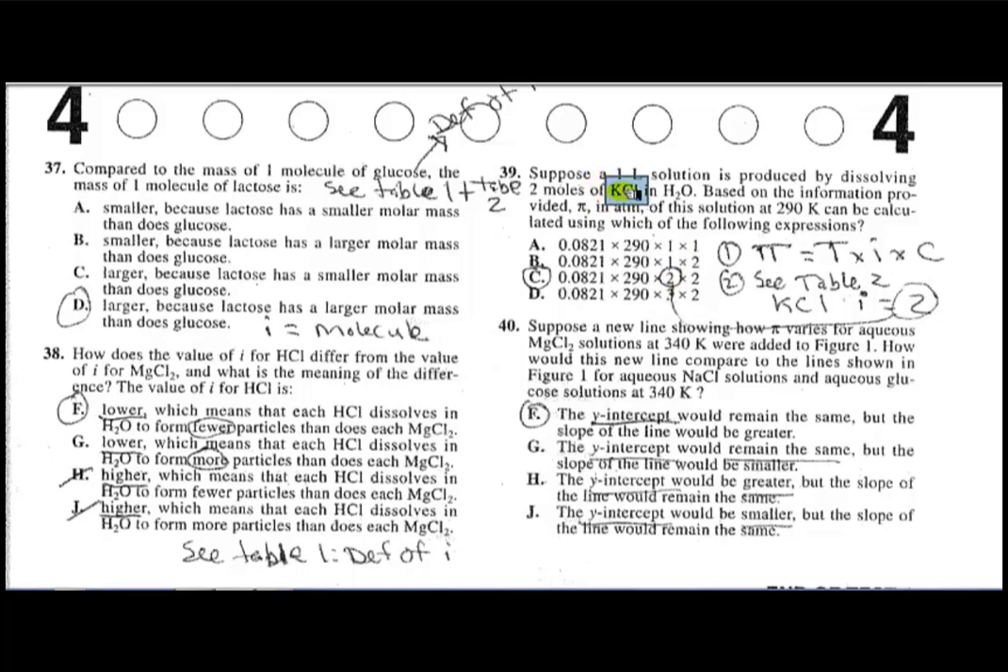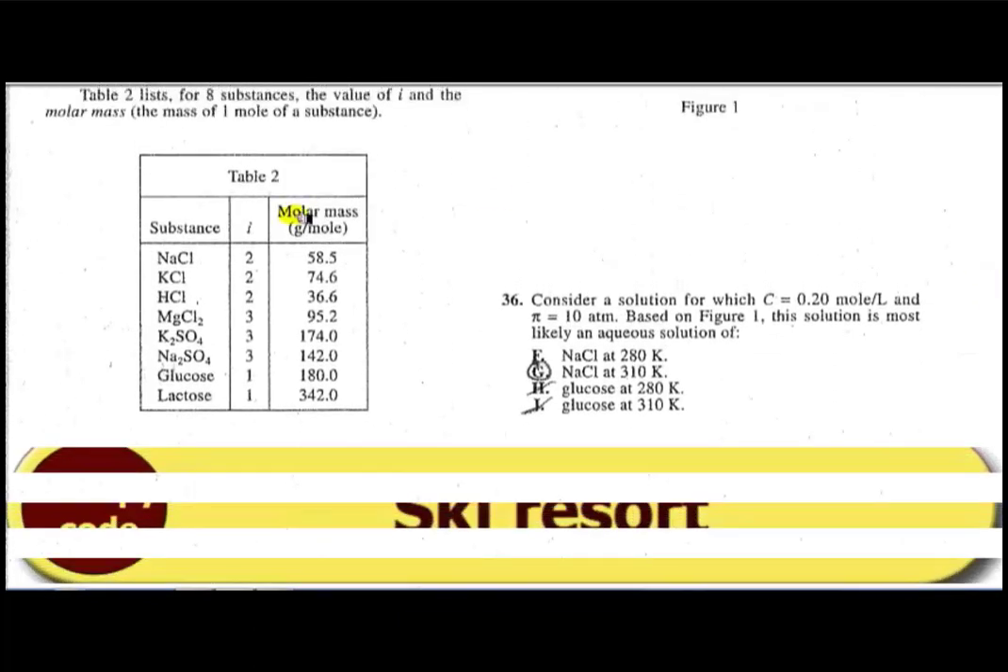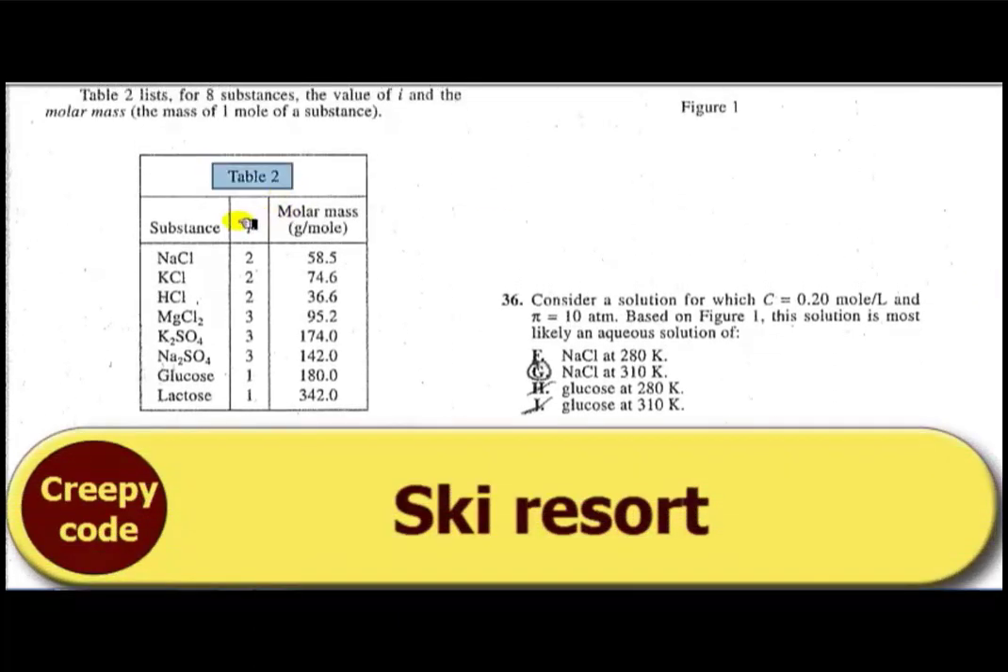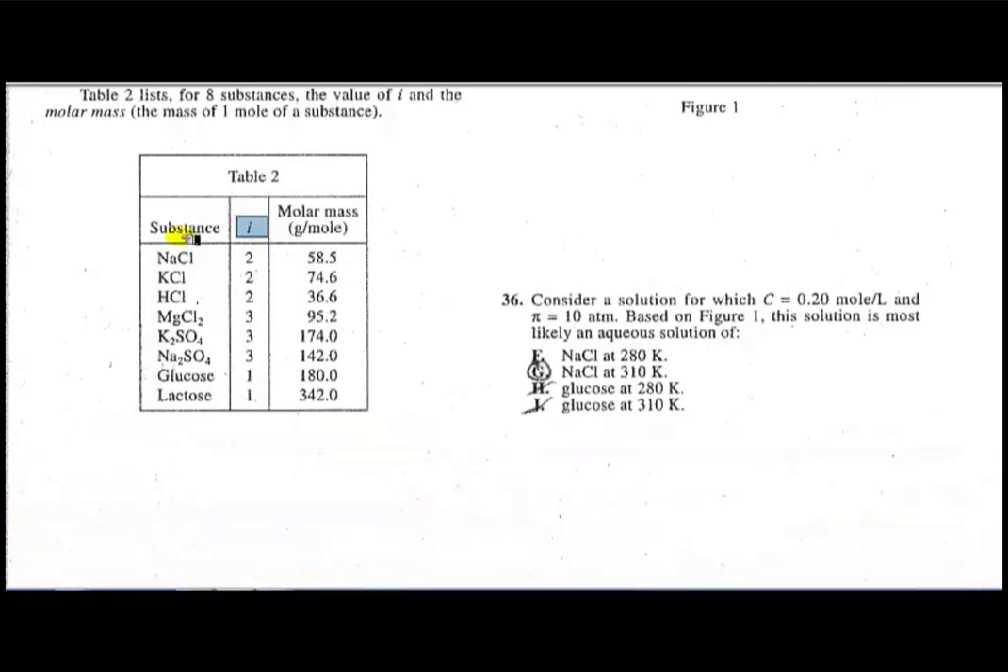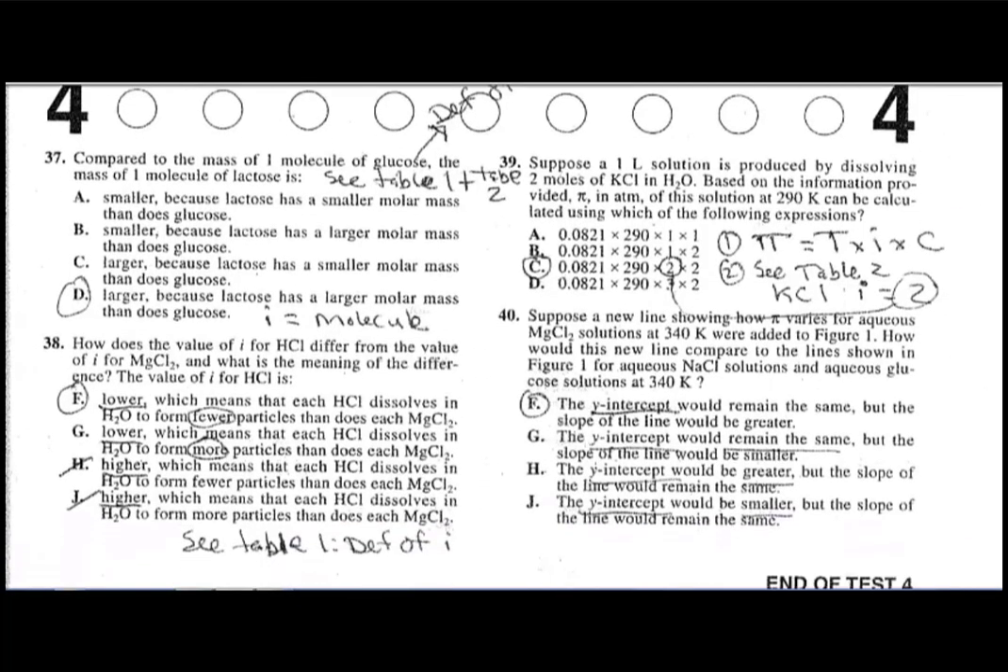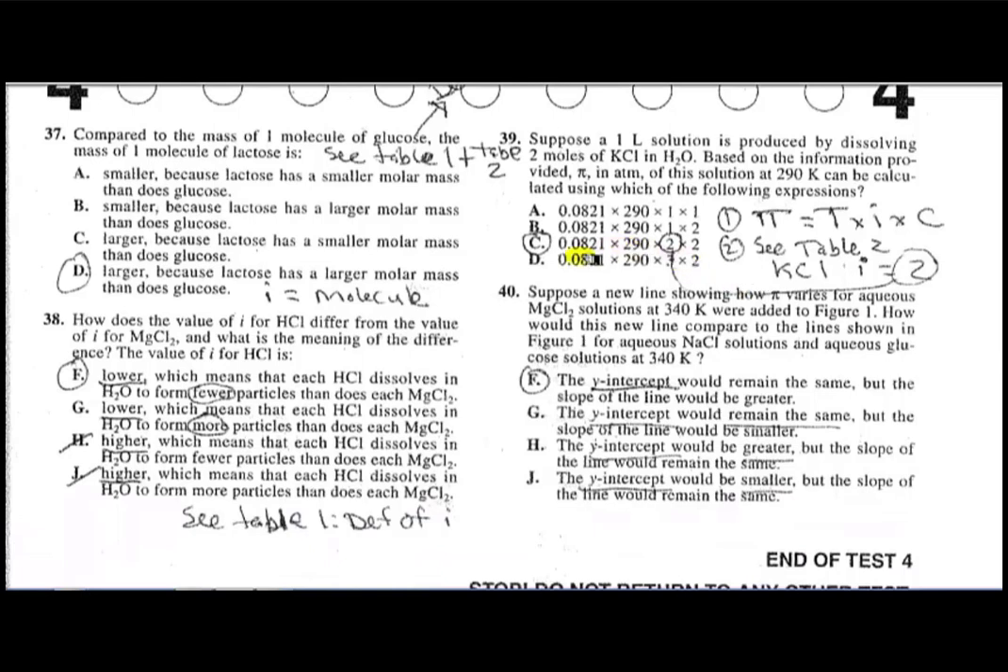Let's go back and find out what i equals for KCl. That information is also up here in Table 2. Here is our i value. We simply scroll down until we find KCl. KCl is here. It looks like our i value is 2. When we come back over here, the answer will be 0.0821 times 290 times 2, and we're done. C for 39.